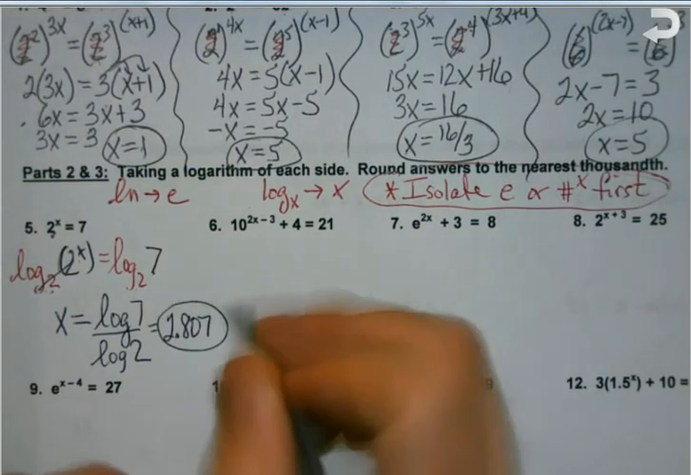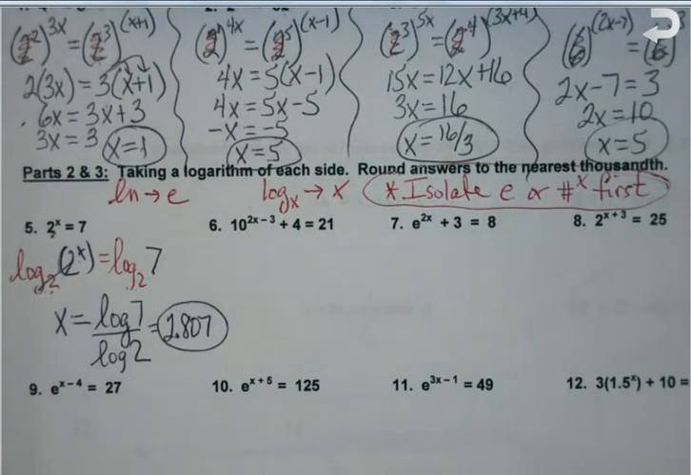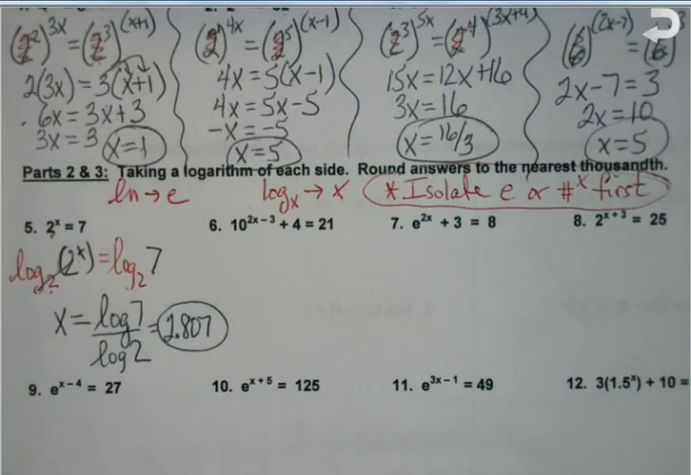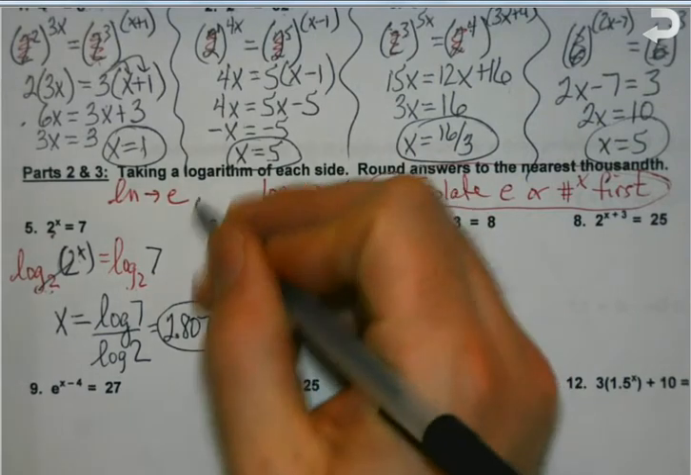And make sure you're closing your parentheses when you're doing these. 2.807. Because if I forget to close my parentheses, I guarantee you will get a different answer, and you will not be happy about it, nor will I. So that's kind of our idea in here.